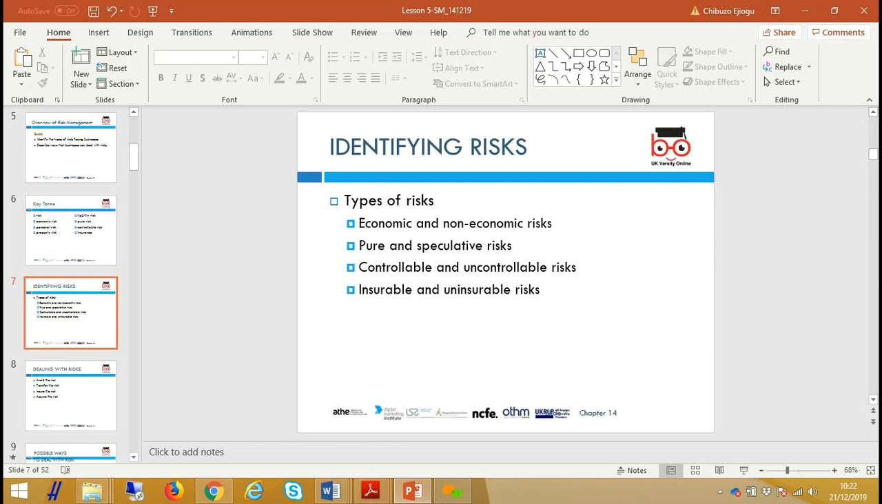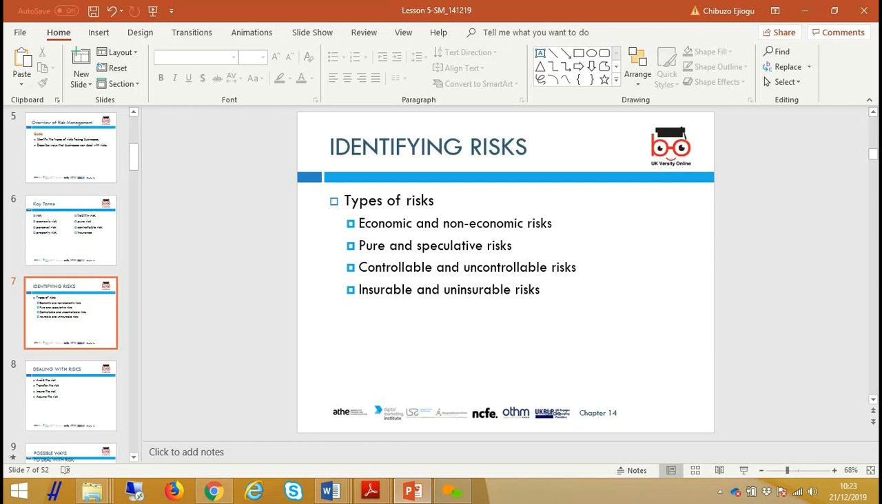And then, insurable and uninsurable risks. Simply put, these are the risks that an insurance company will be willing to protect you against if you pay a premium, if you buy an insurance policy cover from them. Uninsurable risks are risks that the insurance companies are not willing to cover, usually because the possibility of their happening is too high.